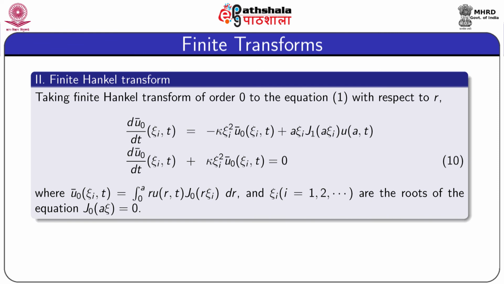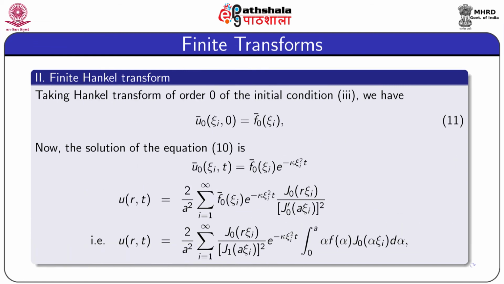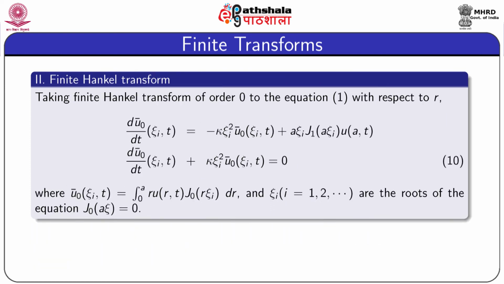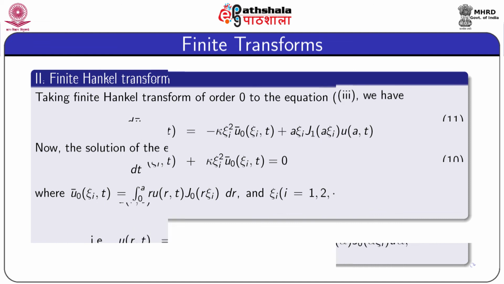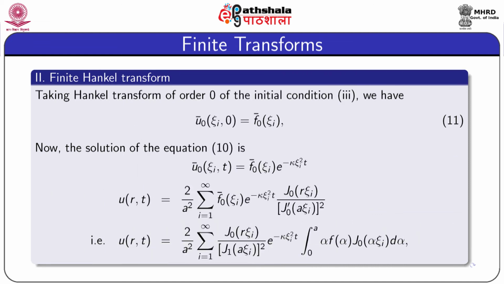Now, the problem is to find the solution of equation 10 together with the initial condition which is given by equation number 11. If you see equation 10, this is a first order ordinary linear differential equation. So, its solution is u0 bar equals to f0 bar into e to the power minus kappa xi I square into t, where we have used the initial condition u0 bar at t equals to 0 is equal to f0 bar. So, this is the solution of equation 10.